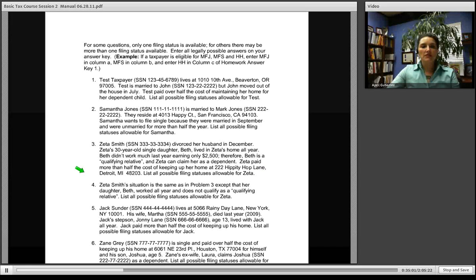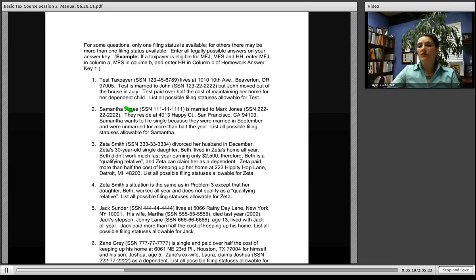question number 2. Samantha Jones is married to Mark Jones. They reside at 4013 Happy Court in California, and Samantha wants to file single because they were married in September and were unmarried for more than half the year. List all the possible filing statuses allowable for Samantha.